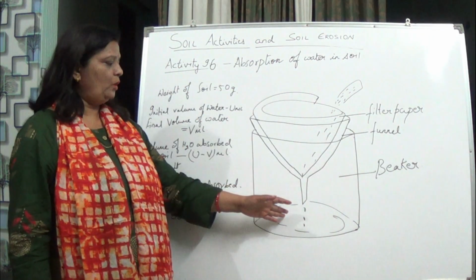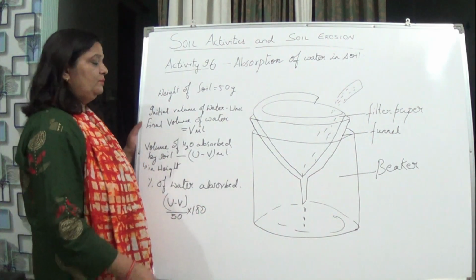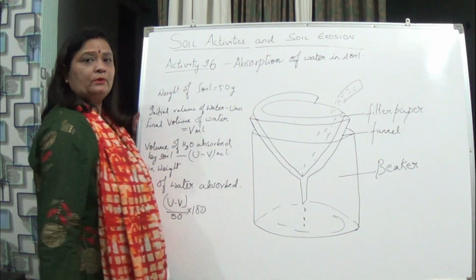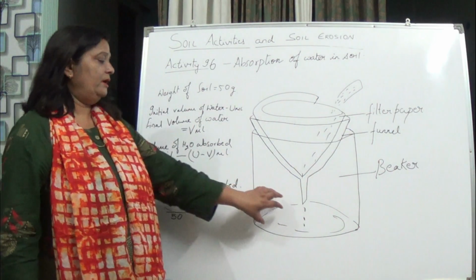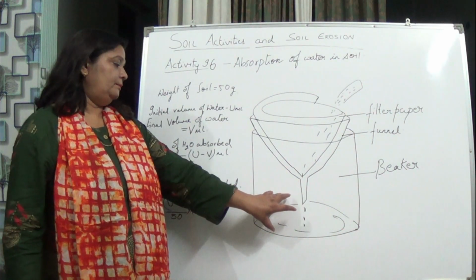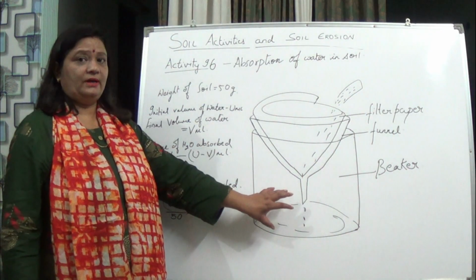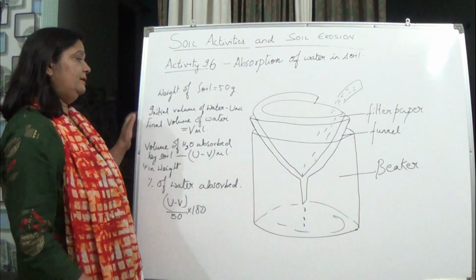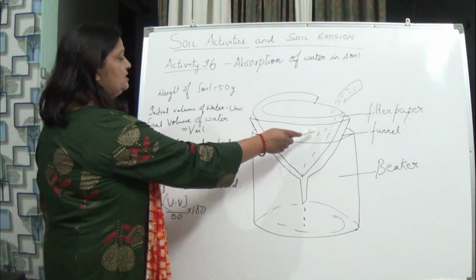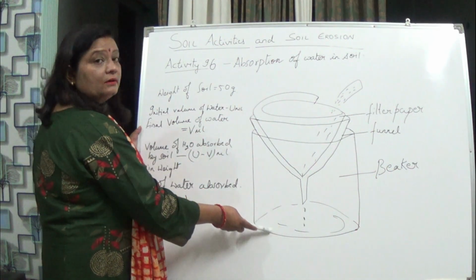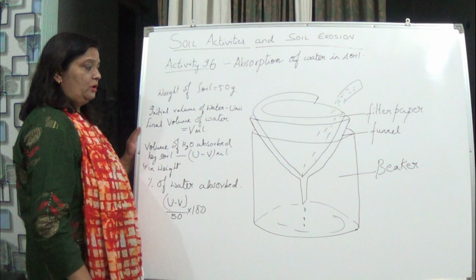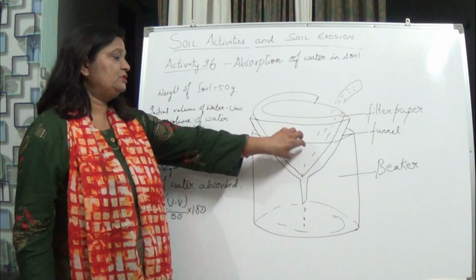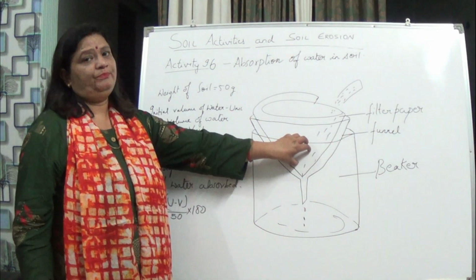Now just watch what happens. You will be seeing water over here. So now you just calculate how much water has been accommodated in the beaker as filter rate, and that you will get by subtracting the initial volume of water minus the final volume of water which you have got. Whatever value you have got, it means that much water has been absorbed by the sandy soil.